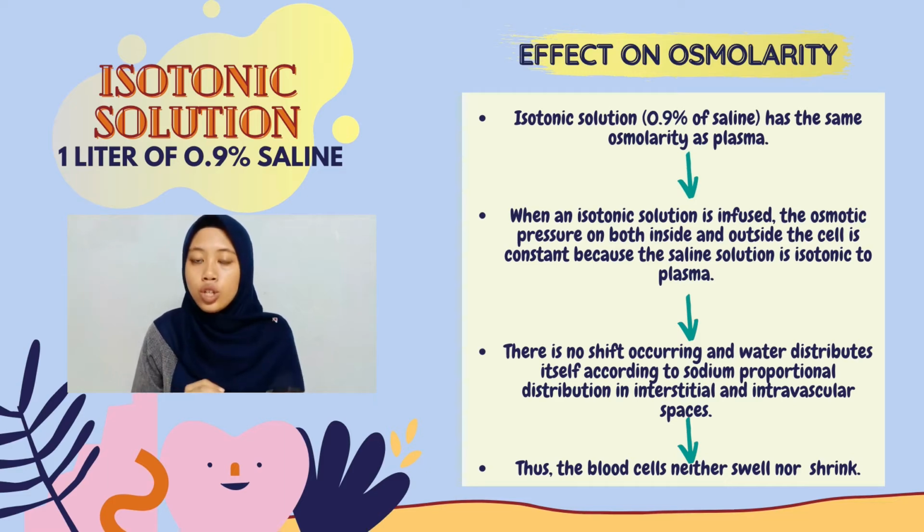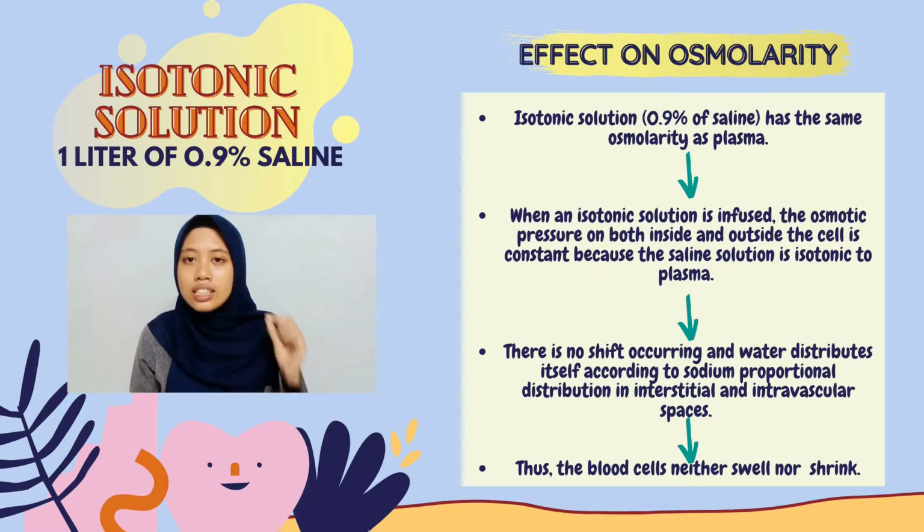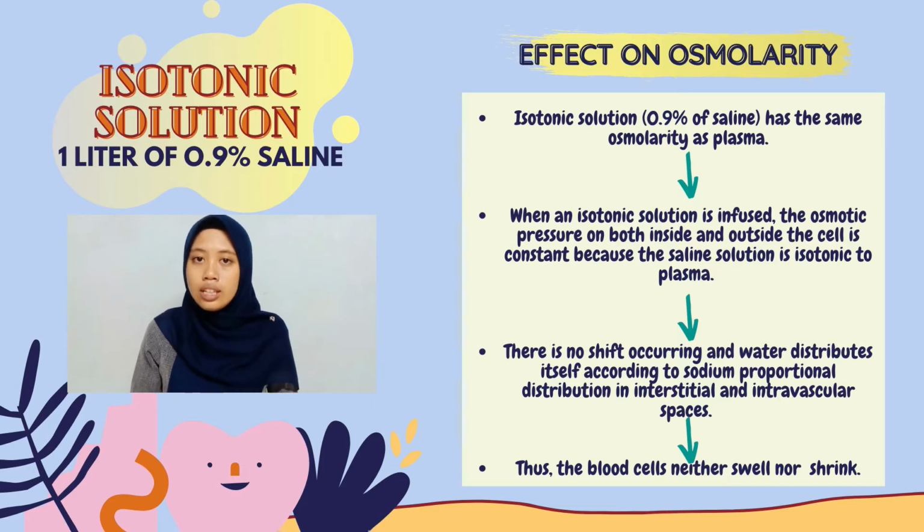When an isotonic solution is infused in the body, the osmotic pressure on both inside and outside the cell is constant because the saline solution is isotonic to plasma. There is no shift, and water disperses itself according to sodium's proportional distribution in interstitial and intravascular spaces. It's about 25% in intravascular and another 75% in interstitial fluid. Thus, the blood cells neither swell nor shrink.